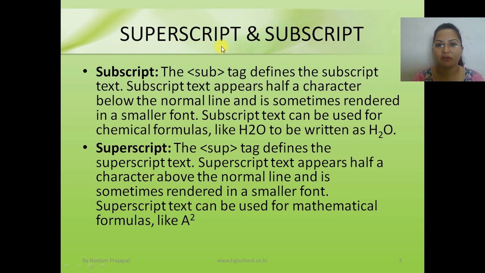Then we studied about superscript and subscript in the previous chapter. Subscript means if we have to define the text slightly below the baseline, like you can see here, the chemical formula H2O is given, the 2 is slightly below the baseline. So here the subscript is used, and superscript is used to show a mathematical formula, okay, like you can see a square, b square and all. So here the text is slightly above the baseline.